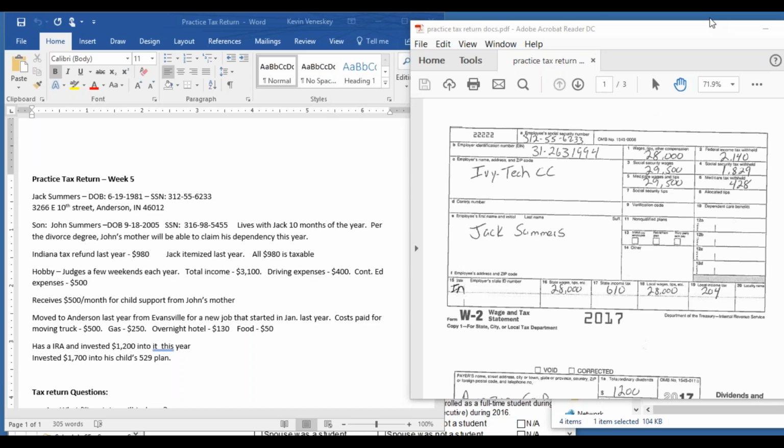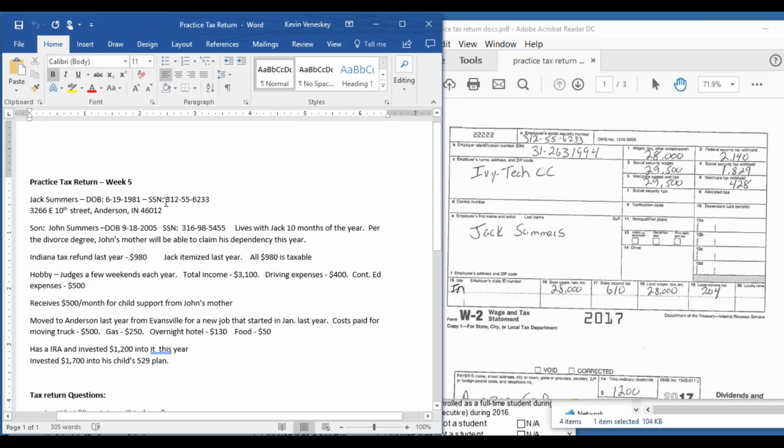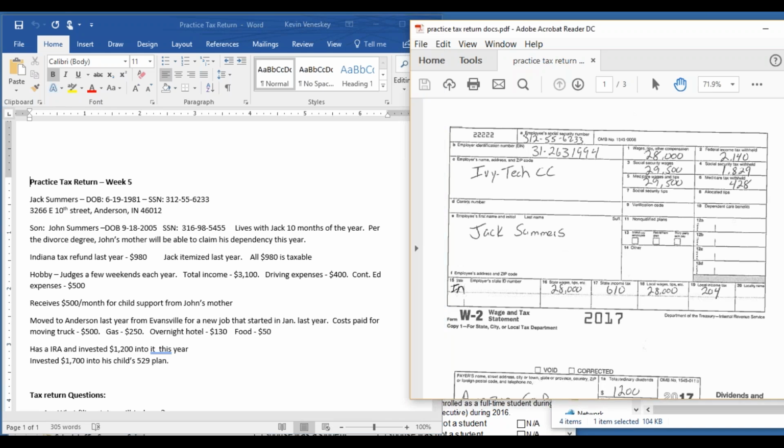Okay, so what you should have pulled up are these two documents, and you get these in the IVY Learn. We got the practice return for Jack Summers, and then the documents that go along with Jack Summers, the W-2, and he has a couple 1099s, and we're going to put those in as we go through. I've already got this tax return pretty well filled out, but I'm going to go through each item, and I didn't want to have to waste time typing in the amounts. And so we can go through and talk through this in a little bit quicker way.